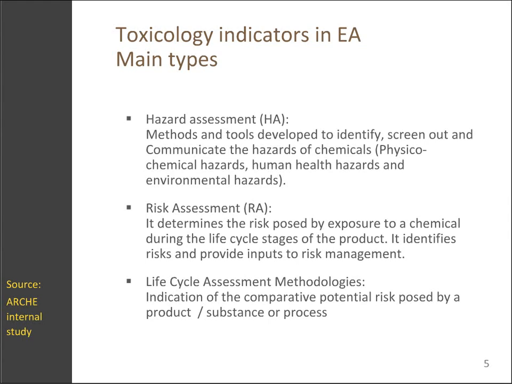First of all are all those impact methods or indicators of scores that focus on the intrinsic properties of a substance. So those are indicators that give you a score or an indication of the toxicology of a substance just based on the properties of the substance. So the physical chemical hazards, the human health, or other environmental hazards, but just focusing on the properties of the substance.